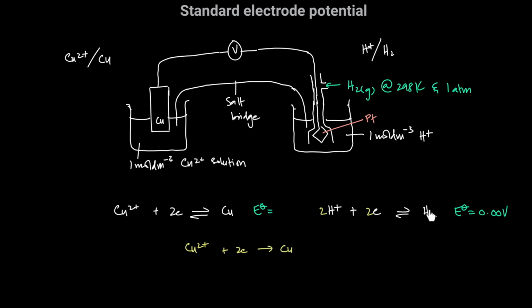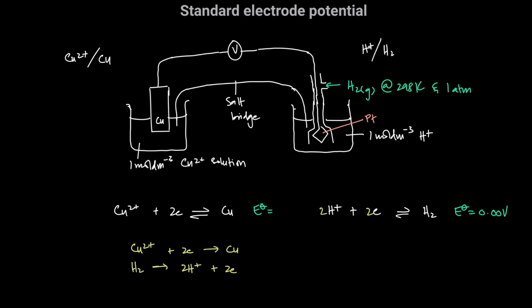Whereas hydrogen is undergoing oxidation. It is the reducing agent. So copper 2+ is the oxidizing agent, it undergoes reduction, and hydrogen gas is the reducing agent, it undergoes oxidation. So these are the two half equations for the reactions happening in each of the half cells. We have hydrogen forming 2H+ plus 2 electrons.